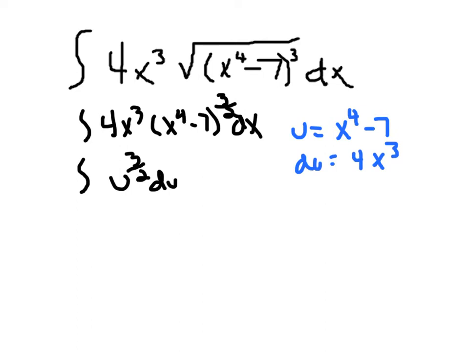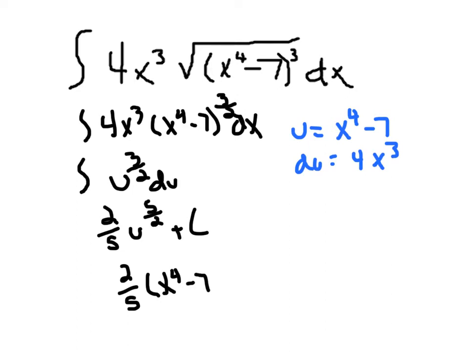So if that's little f of x, then big F of x would be 2/5 times u to the 5/2 plus c, or 2/5 times x to the fourth minus 7 to the 5/2 plus c.